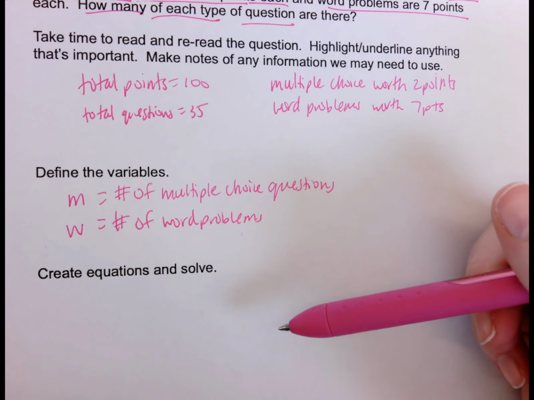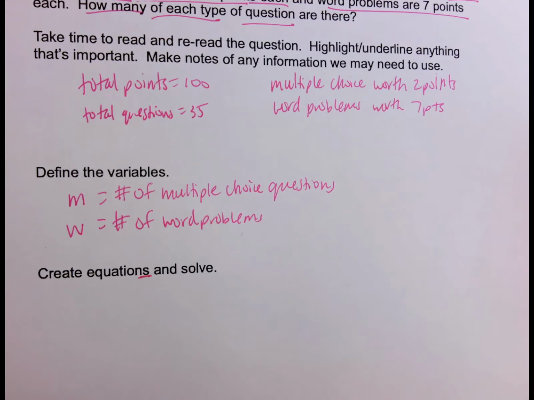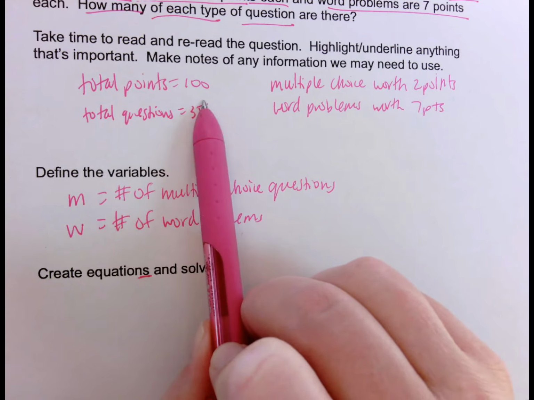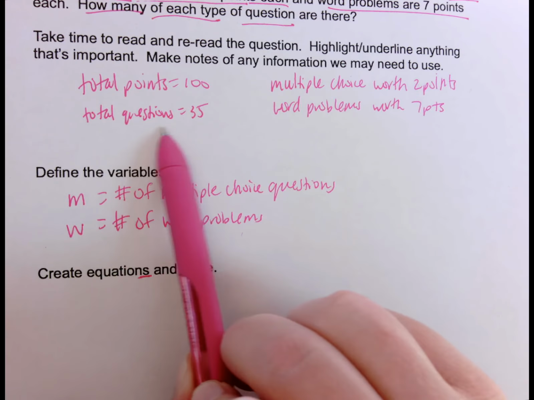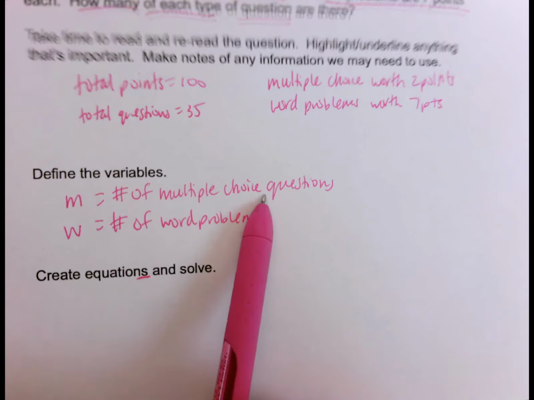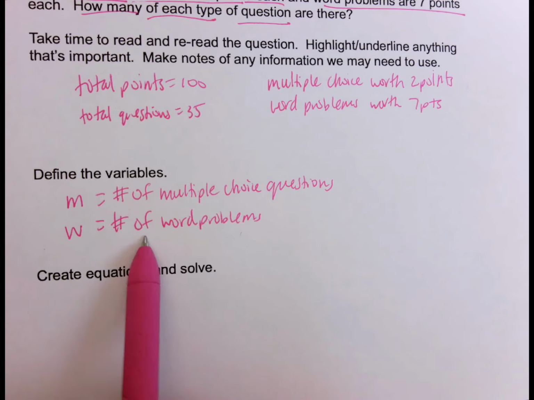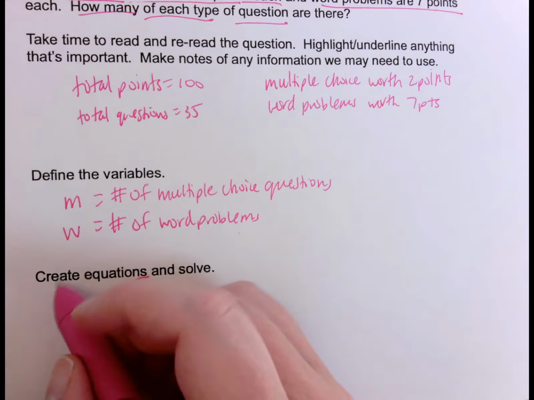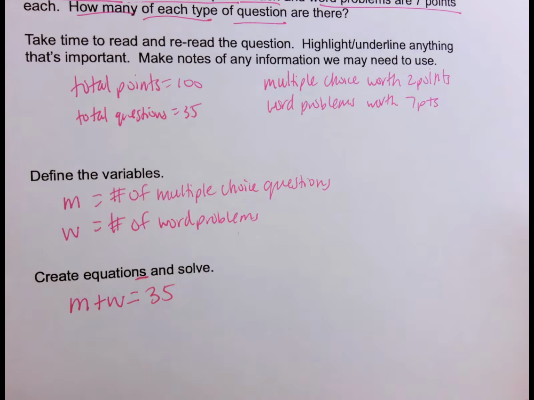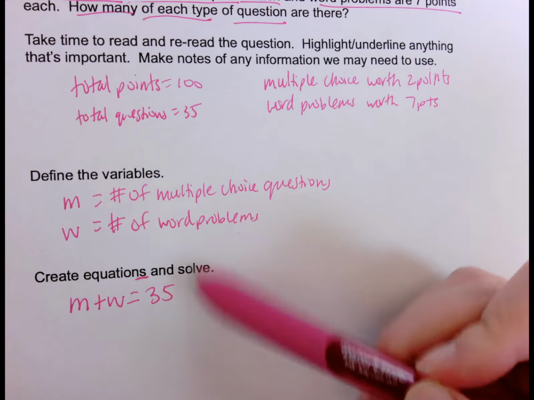Second step is to create equations, and we do need to have two equations. So we know that the sum of the total points is 100, and we know that the sum of the total questions is 35. And so if we're talking about the number of multiple choice questions, M, plus the number of word problems, W, that should equal 35. So one equation could be M plus W is equal to 35. Because it's the total number of multiple choice questions and the total number of word problems.